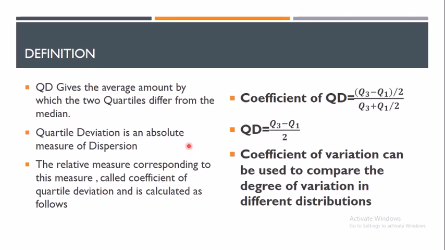Now quartile deviation, or QD, that is how you denote quartile deviation, is an absolute measure of dispersion. There is a relative measure of dispersion, known as the coefficient of quartile deviation, or coefficient of QD, which is equal to (Q3 minus Q1) divided by 2, divided by (Q3 plus Q1) divided by 2. And the formula for quartile deviation QD, which is an absolute measure, is (Q3 minus Q1) by 2.